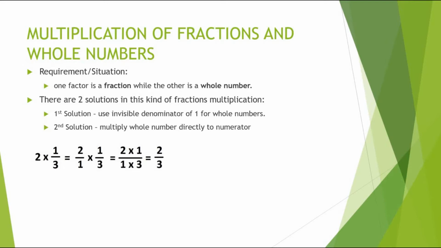And the second solution naman is multiply the whole number directly to the numerator. So, katulad niyan, di ba pag nakita nyo, direct multiplication tayo. So, 2 times 1 agad. 2 times 1 all over 3. So, again, 2 times 1 is equals to 2 and we retain the number 3. So, ang sagot is 2/3. Okay?